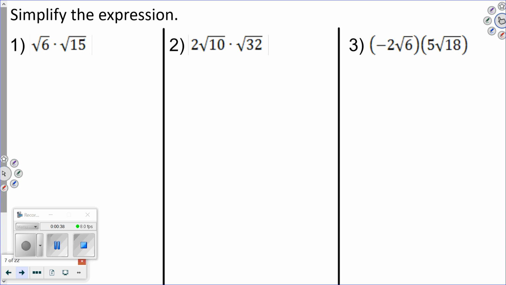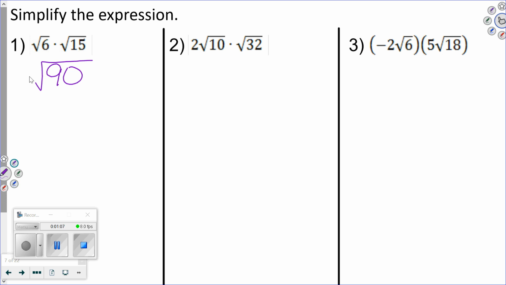So for the first one, radical 6 times radical 15. Anytime you have a multiplication problem, we want to multiply them together first. So 6 times 15 is radical 90. Some people will ask, why do I have to multiply them together first? Well, sometimes when you multiply them together first, they become a perfect square, and then I don't have to do a factor tree, and I can just tell you what it is. So sometimes it makes it a little easier.